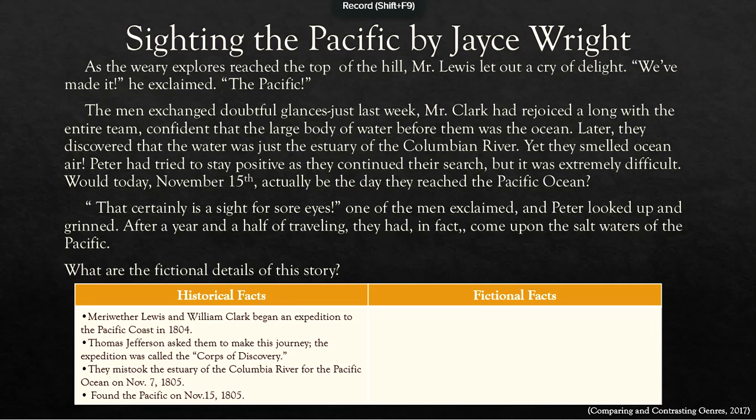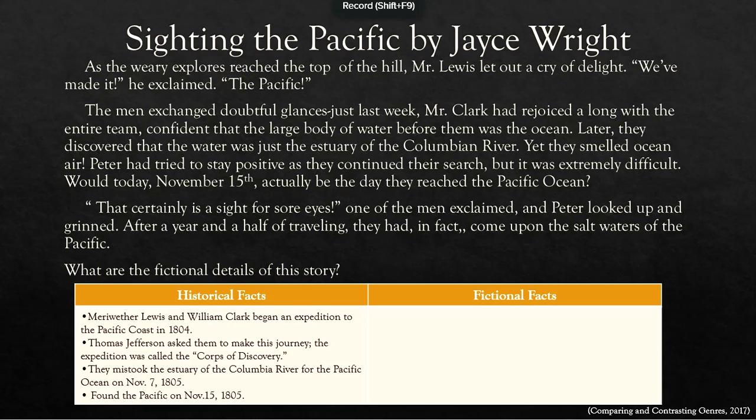Now let's look at a fictional account, Sighting the Pacific by Jace Wright. As the weary explorers reached the top of the hill, Mr. Lewis let out a cry of delight. "We've made it!" he exclaimed. "The Pacific!" The men exchanged doubtful glances. Just last week, Mr. Clark had rejoiced along with the entire team, confident that the large body of water before them was the ocean. Later, they discovered that the water was just the estuary of the Columbia River.